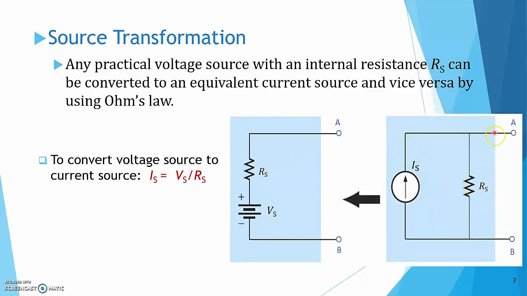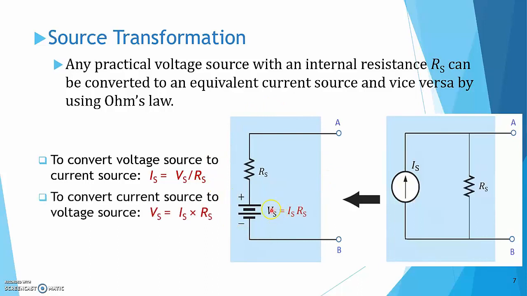To convert a practical current source to a practical voltage source, we also use Ohm's law to find Vs, and for both sources, the same internal resistance Rs is used.